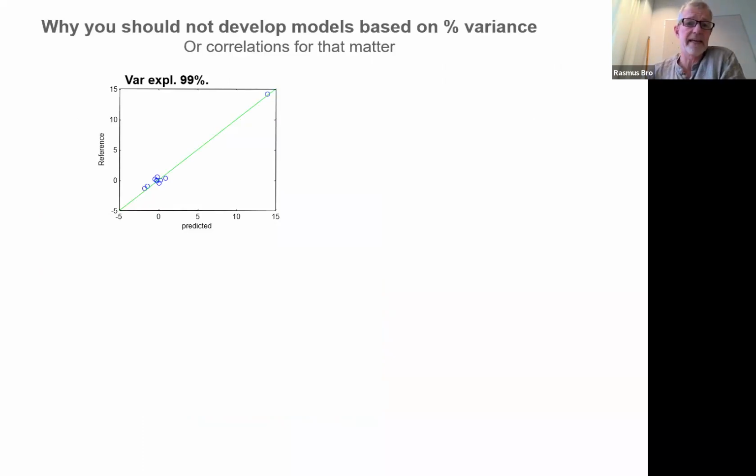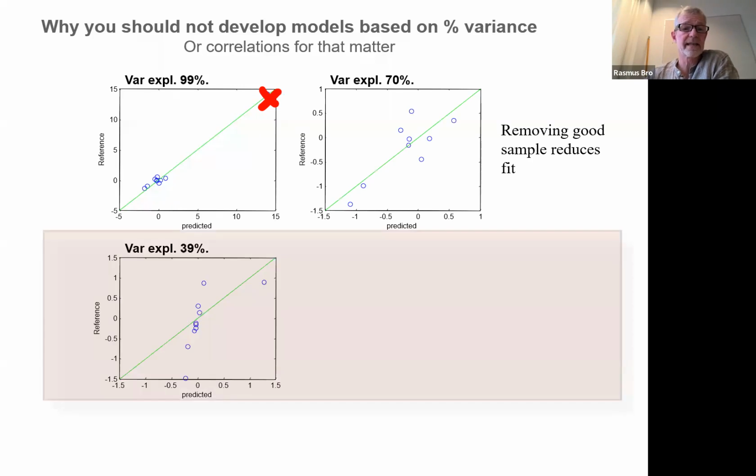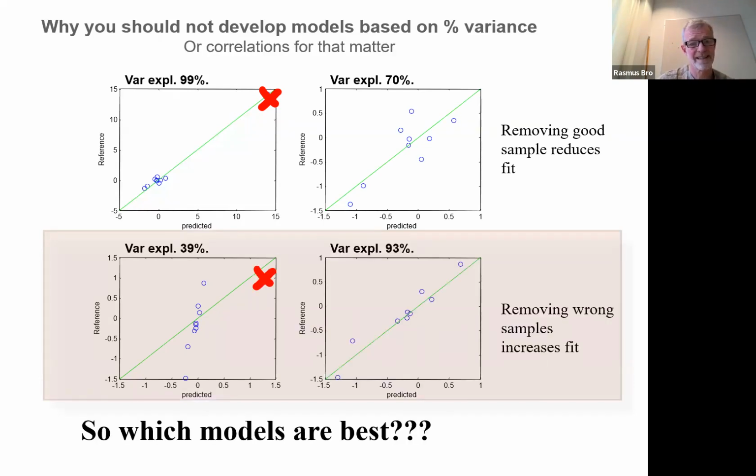So here I have just a univariate linear regression, a model that predicts 99% variance. You can see that we have an outlier. If I remove the outlier, then I get 70% variance described. So when I remove the outlier, the variance explained is reduced. Now let me take a completely different example. Here I have an outlier and the variance explained is only 40%. If I remove that outlier, then I get 93. So in the upper example, the variance went down, and here the variance went up.